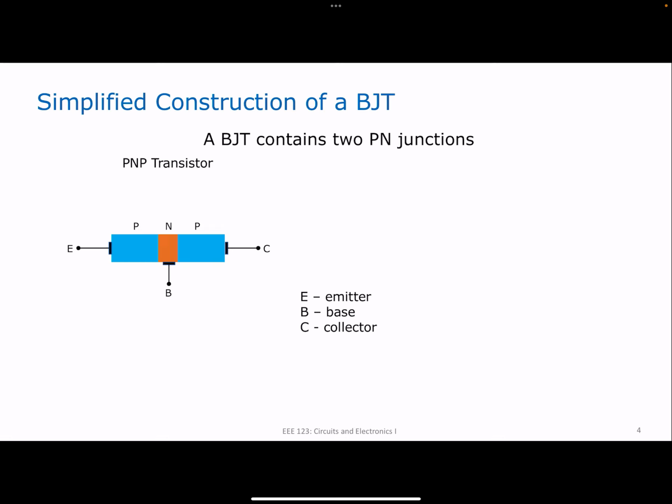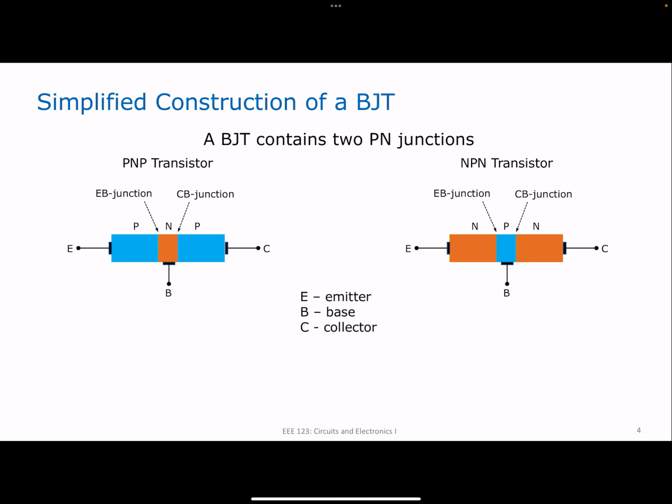Notice that you will have two PN junctions. You have a PN junction between your emitter and your base. And you also have a PN junction between your collector and your base. So you call this your emitter base junction, you call this your collector base junction. Now the other possibility is when you have a P-type that is sandwiched between two N-types. Now these are still called your emitter, your base, and your collector. This is still your emitter base junction, this is still your collector base junction.